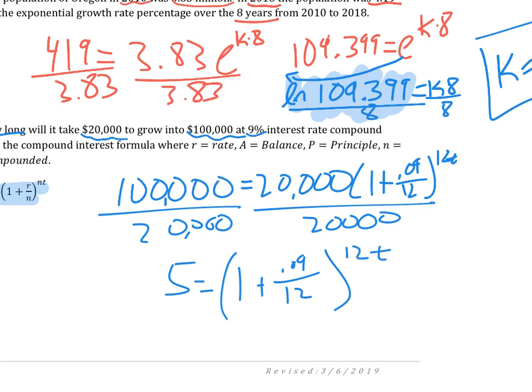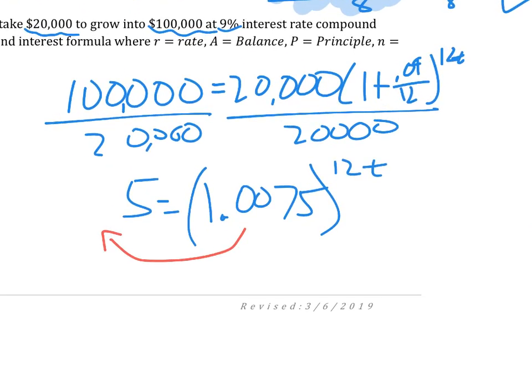Let's go ahead and get that as a decimal: 1 plus 0.09 divided by 12, and that's just 1.0075. It's an exponential function now, so we need to change it to a logarithmic function, and that 1.0075 is going to be our base. So we have log base 1.0075 of 5 equals 12t. That feels a little weird, but that works.